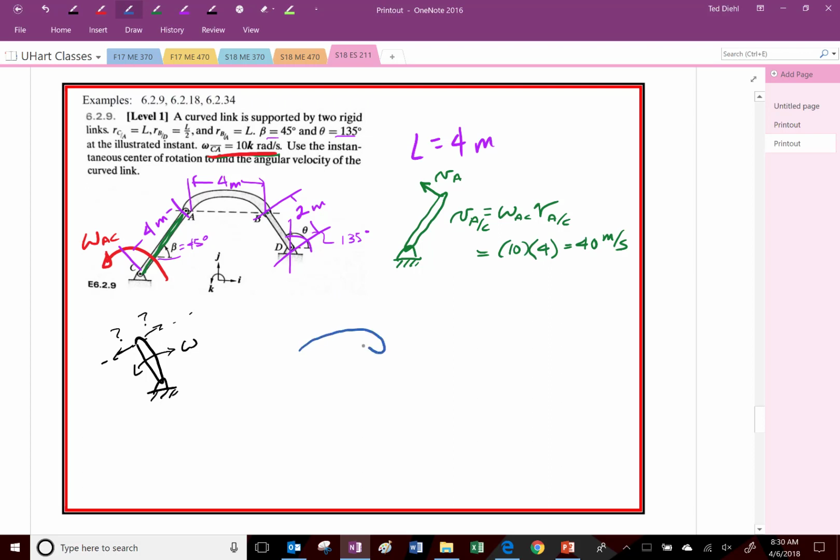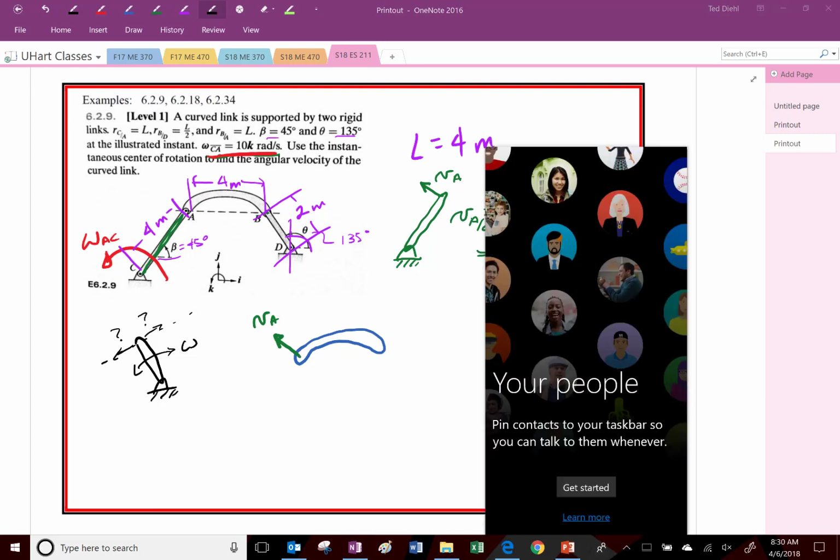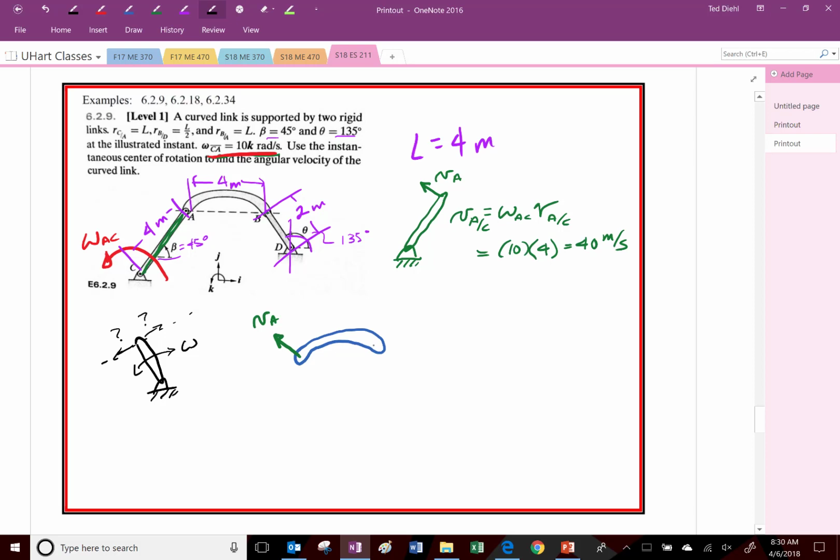I'll draw it with a little curvature right here. We can use the fact that we know the velocity at A. We already know what that velocity is going to be. And we know that the velocity here has to be in line with this right here, right? So that's the line that's parallel to this line right here.